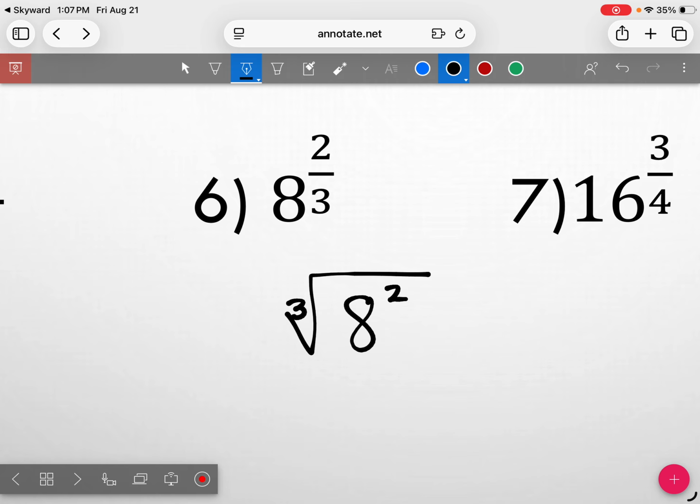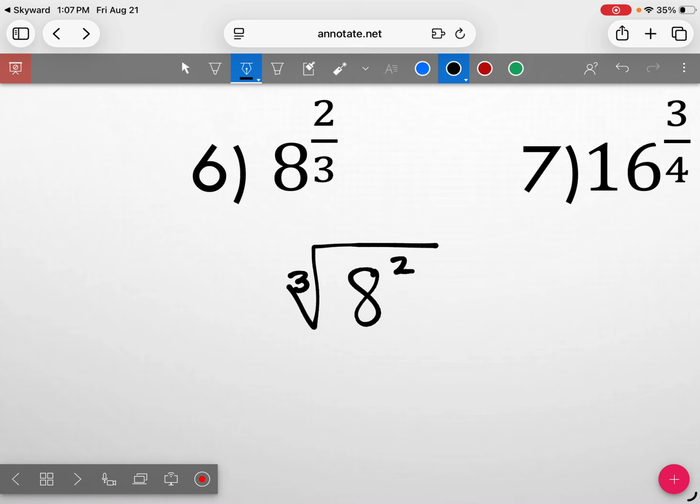Now, it is always easier, I'm going to say always, you can write it this way, but you can also write it where the 2 is the exponent on the outside. So the reason why is this. We're going to do 2 operations. We're going to take the cube root and then we're going to square it. It's always easier to start with the root. Now we could do 8 squared, get 64, and then take the cube root of 64. But when we get to the bigger numbers, it's a lot harder. So let's just start here.